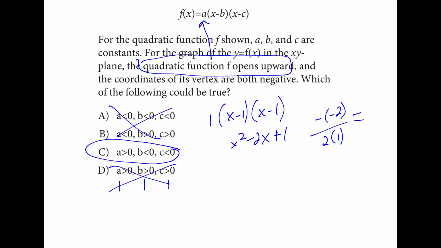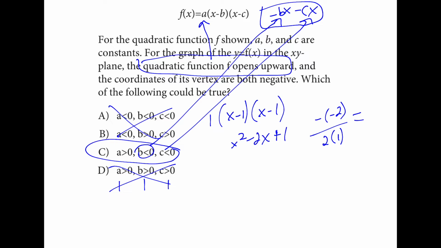If we were to expand this, you get that negative bx minus cx, that's your b term, negative b minus c. So by plugging in negatives for both, they stay positive there. So that way when you apply the negative b over 2a, the negative stays around.